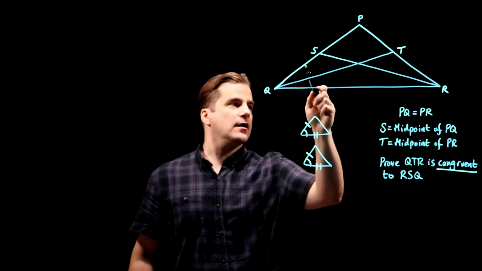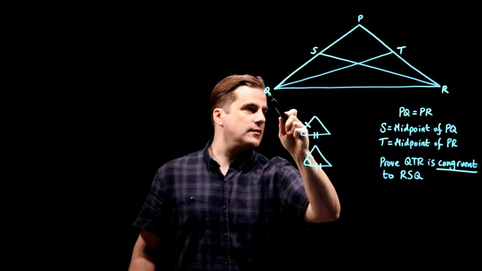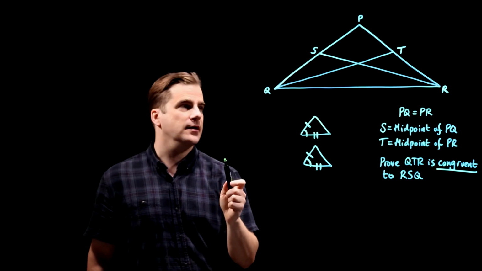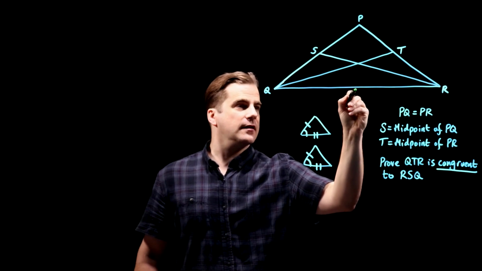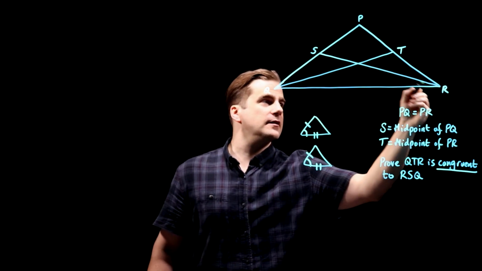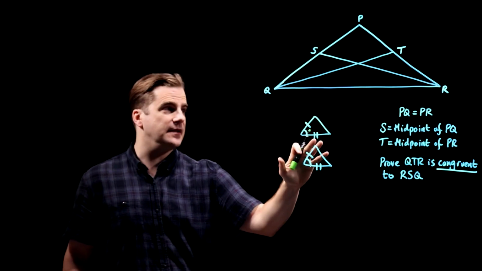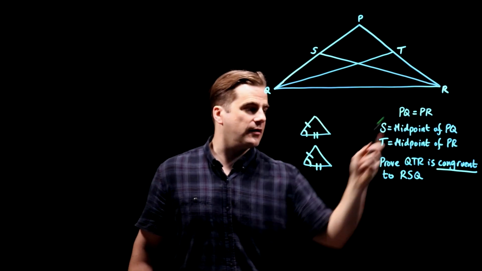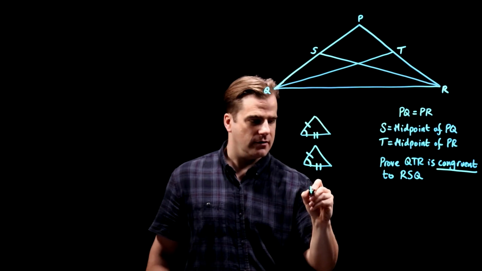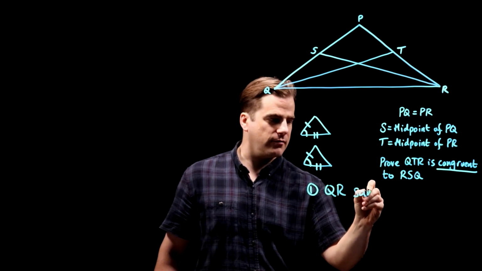Right, QTR and RSQ. Straight away, they share a side. This side here is shared by both triangles, so one of the three conditions is immediately satisfied. They have one side the same at QR. So I'll write that here. First condition, QR is the same for both.